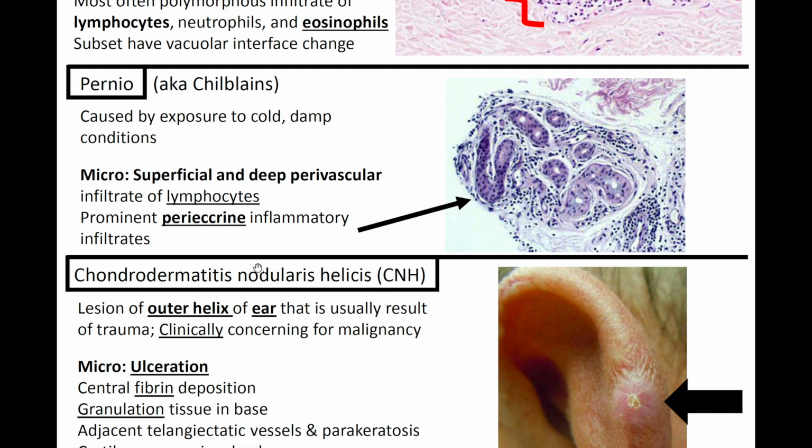And then lastly, we have chondrodermatitis nodularis helicis. It's kind of fun to say. This is a lesion of the outer helix of the ear that is usually a result of trauma. Clinically can be concerning for malignancy. And microscopically, you just see ulceration, a central fibrin deposition, granulation tissue in the base, and then adjacent telangiectatic vessels and parakeratosis. And the cartilage is usually uninvolved.